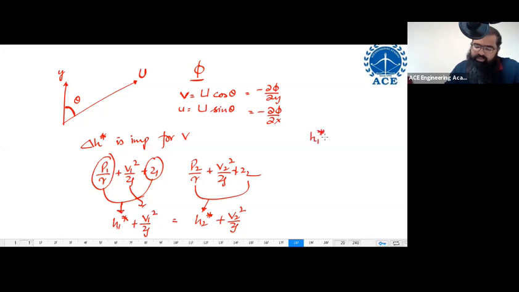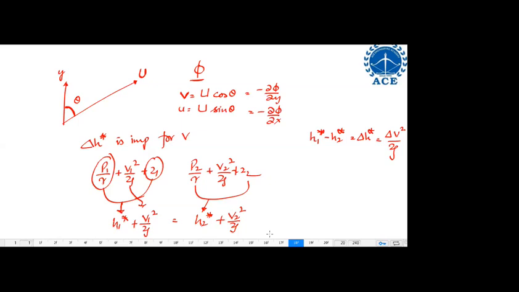H1 star minus H2 star is equal to delta H star. And delta H star is basically representing what? It is basically representing delta V square by 2G. Because if you take that H1 star and H2 star on one side, you are left with what? V2 square by 2G. Are you following this thing?